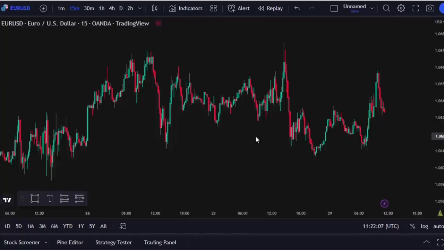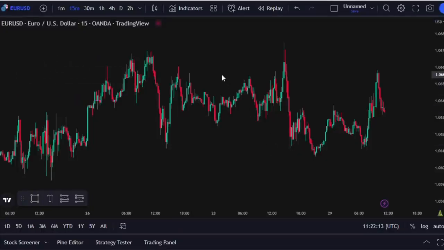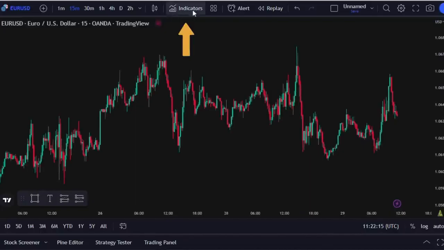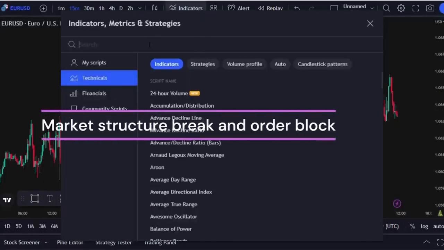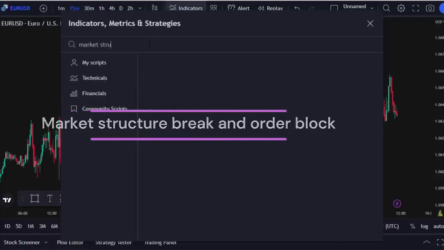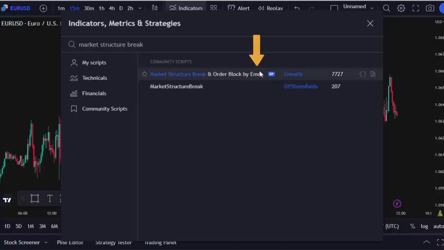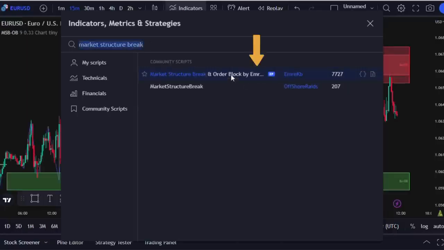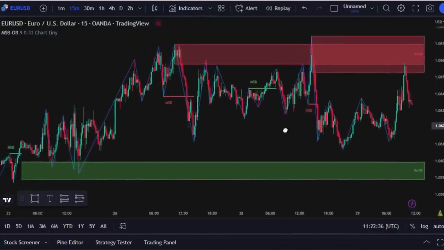Welcome back traders. Let's start by looking for our first indicator on this TradingView platform, Euro-USD pair. So to do that, select the Indicator tab at the top left of your screen and type Market Structure Break and Order. As you can see, the indicator is displayed on the first line, so let's click on it. Now as you can see, we have added the indicator to our chart.